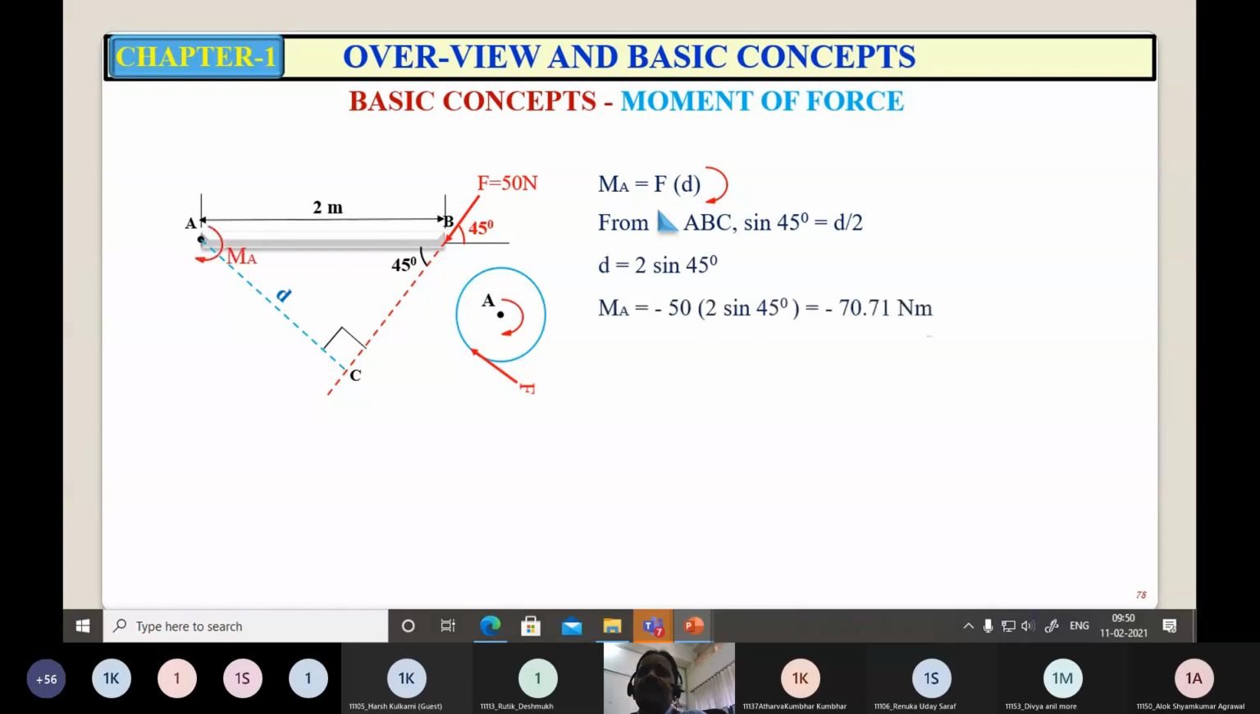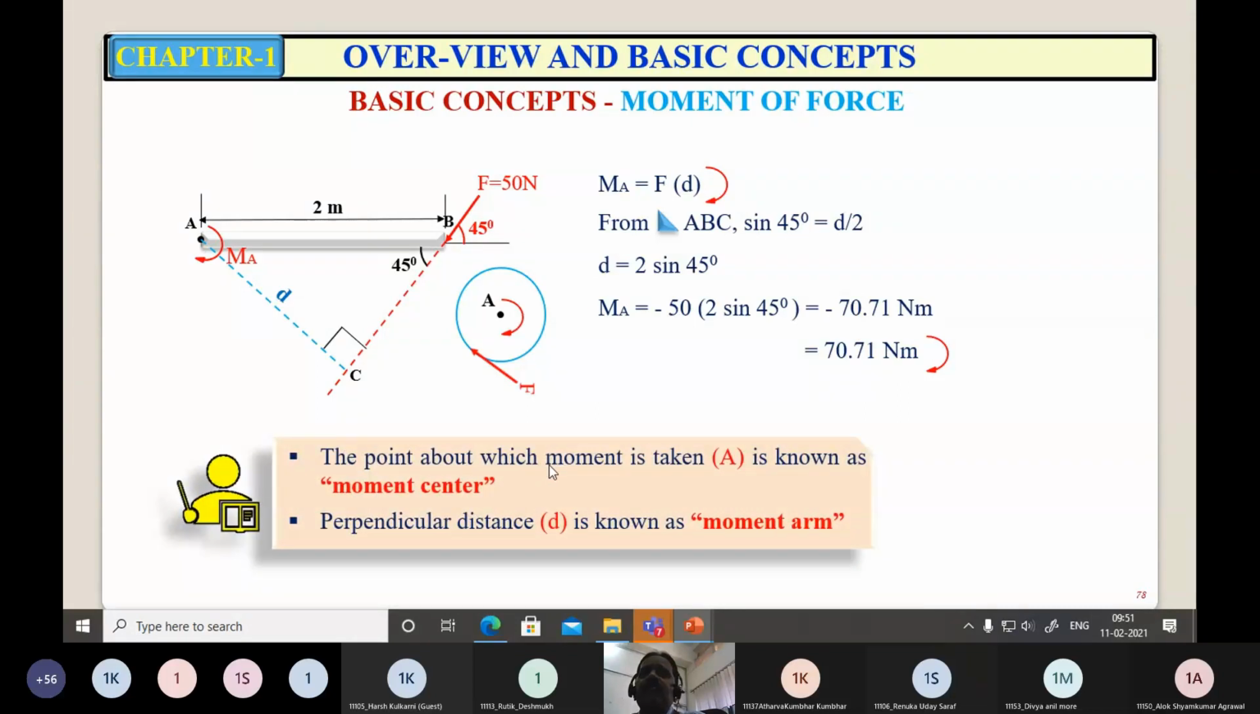Then moment about A is equal to, see here, I am writing minus. Why? Because the sense of this moment created by this force about point A is clockwise. As per our sign convention, clockwise moments are taken as negative. So it is minus. Force, magnitude of force is 50 into D, the perpendicular distance, that is 2 sine 45. That gives you minus 70.71 Newton meter. So the magnitude of moment is 70.71 Newton meter and sense of the moment is clockwise, being it is minus.